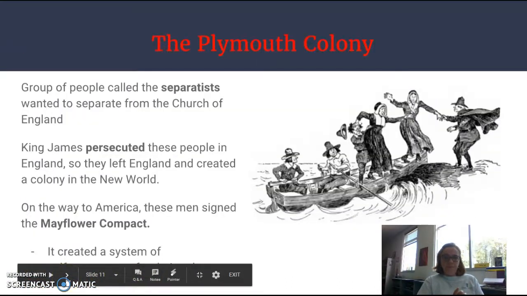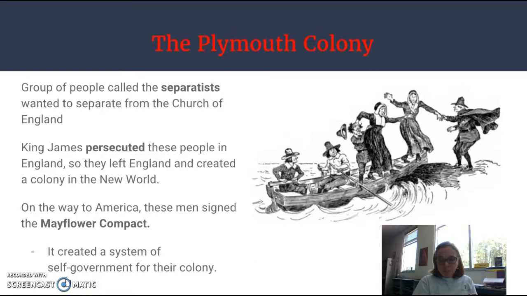The Plymouth Colony. A group of people called separatists wanted to separate from the Church of England. Okay, so we had Jamestown, that's the first colony. Second colony is the Plymouth Colony. And this was a group of people that they called separatists in England, and they wanted to get rid of the Church of England. They wanted to get away from the Church of England.